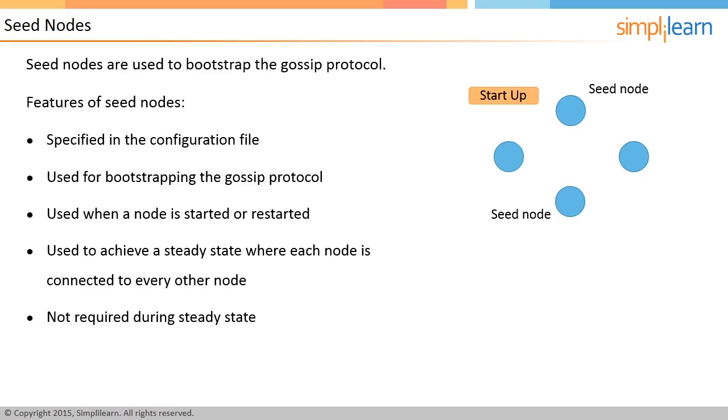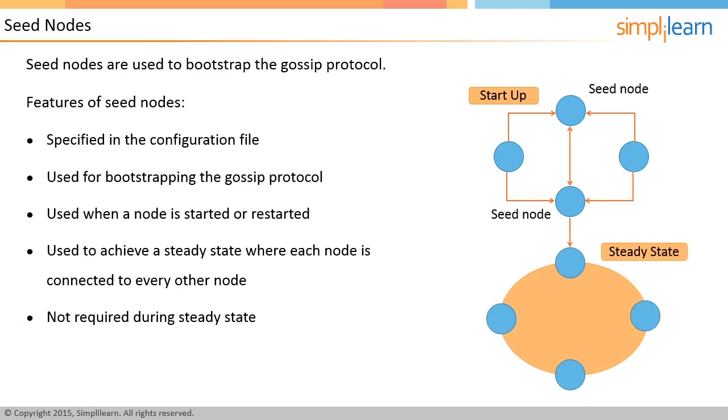The diagram depicts a startup of a cluster with 2 seed nodes. Initially, there is no connection between the nodes. On startup, 2 nodes connect to 2 other nodes that are specified as seed nodes. Once all the 4 nodes are connected, seed node information is no longer required as steady state is achieved.